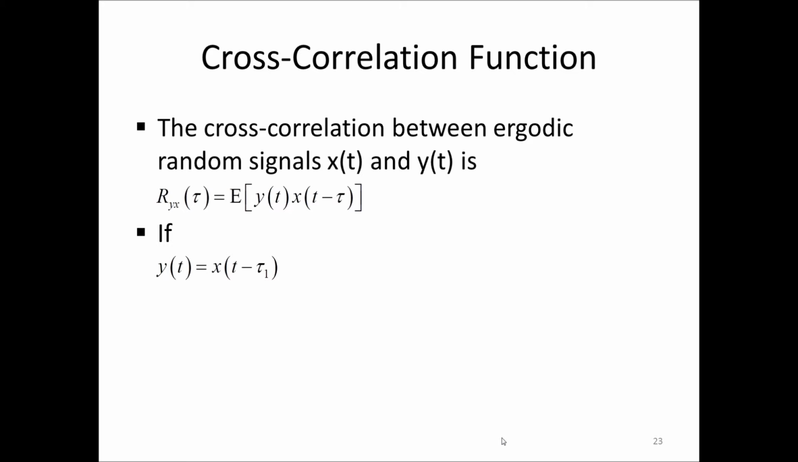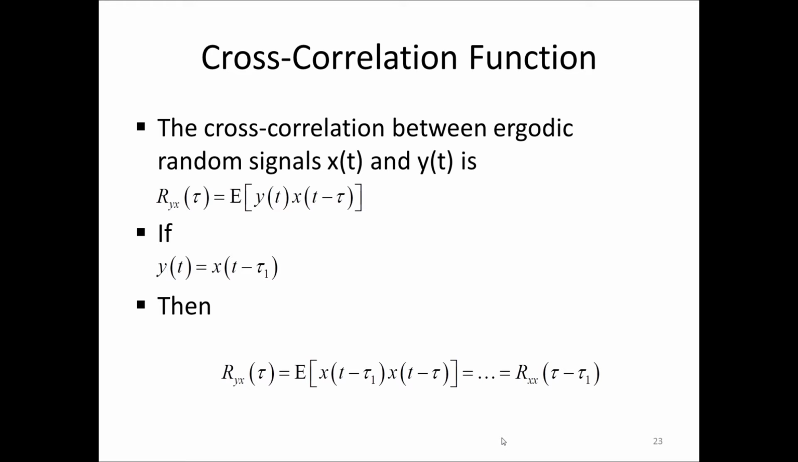Now, one thing is, if the output signal is simply a shifted version of the input signal, so if y of t is x of t minus tau 1, then you can easily see, as is deduced in the book, that the cross correlation between these will simply be the autocorrelation of x shifted to tau 1. This is commonly used, for example, in sonars and radars, to detect when a signal sent out is coming back reflected.